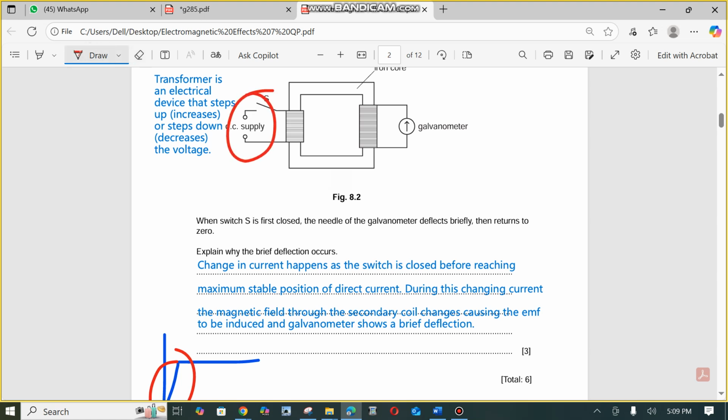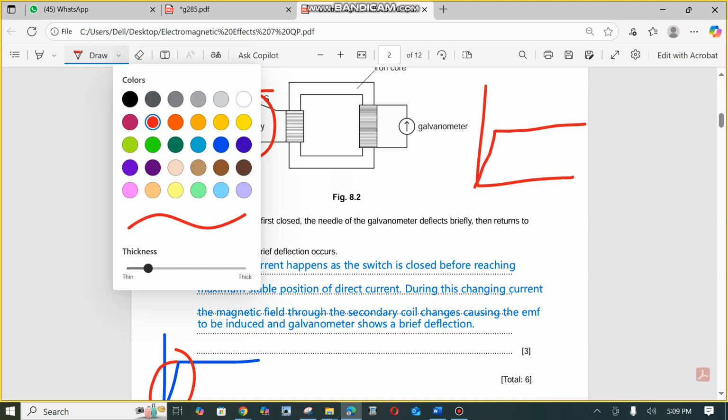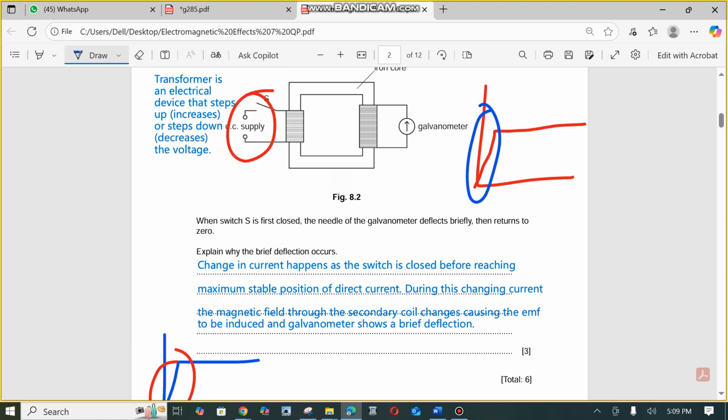So when the switch was closed, in a very short time, it reached the maximum and then stayed constant, right? Yes. So during that short brief time when it was turned on and the current was going to increase through the primary, it caused a changing magnetic field, and through the secondary the changing magnetic field caused a deflection. But as soon as it got stable, the deflection stopped, because for induced EMF the magnetic field must be changing through the secondary coil, which is no longer changing after a certain moment. Does that make sense?